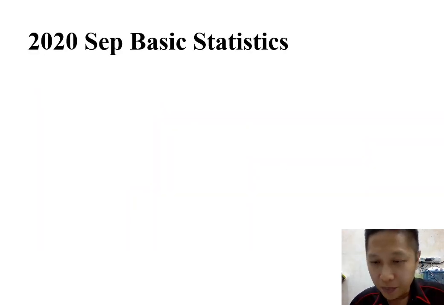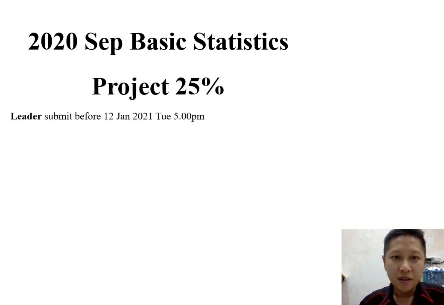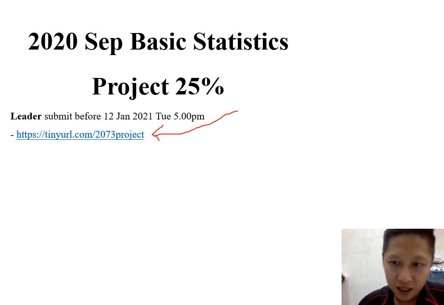This is the second page from your PDF, the template. You're going to see the instructions for how you complete your project. At the end, the leader is the one going to submit the whole project, and the due date is 12th of January 2021, Tuesday, before 5 p.m. The leader is going to submit at this specific link here.